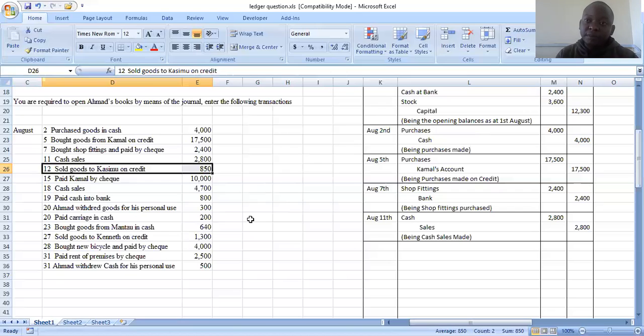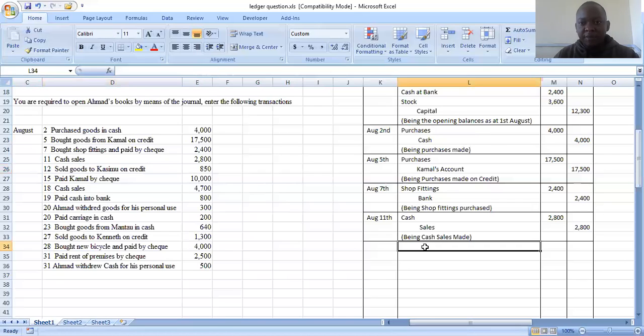So sales is a revenue, Kasimu is an asset. Sales is increasing. Sales being a revenue that is increasing is supposed to be credited. So credit sales account, and then debit Kasimu's account. Kasimu is an asset, and this asset is increasing. Or rather, you can say that Kasimu is our receiver, and we always debit receivers whenever they receive. So Kasimu is receiving, therefore we debit Kasimu's account. Debit the asset account that is increasing and credit the revenue that is increasing.